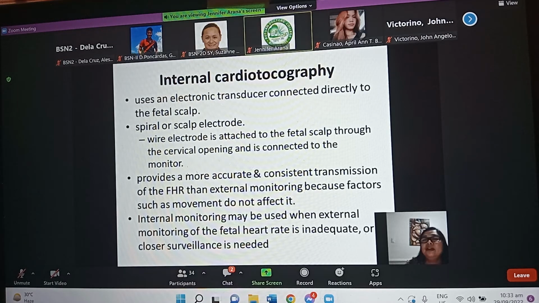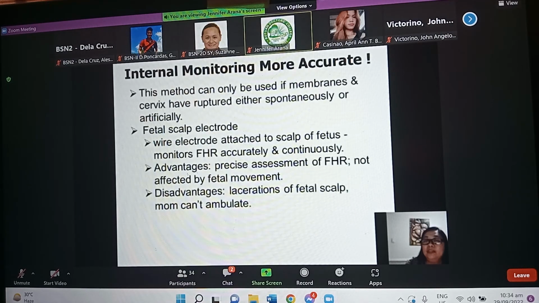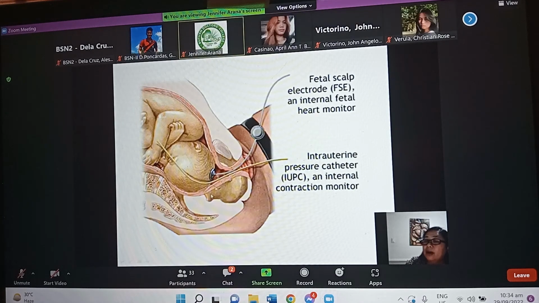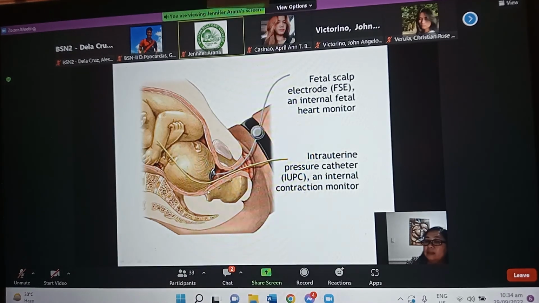Now, another type of electronic fetal monitor, external man to kaganina, no? This time it's internal cardiotocography. This uses an electronic transducer connected directly to the fetal scalp. Diretso siya sa ulos bata. Nara, oh. This is the fetal scalp electrode. Okay? Which monitors the heart rate of the fetus internally.